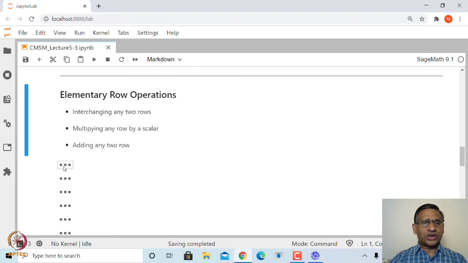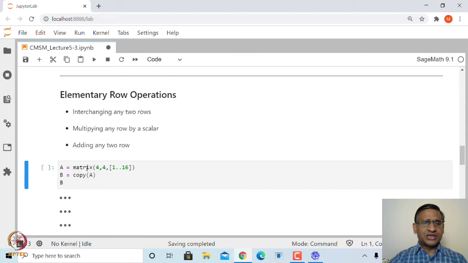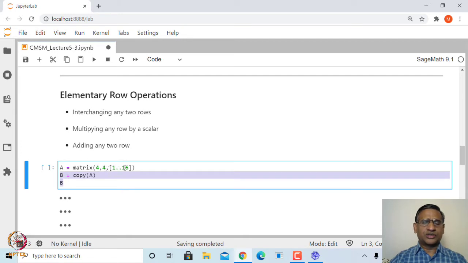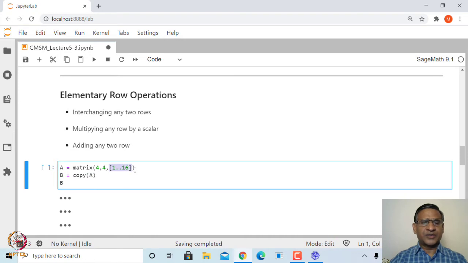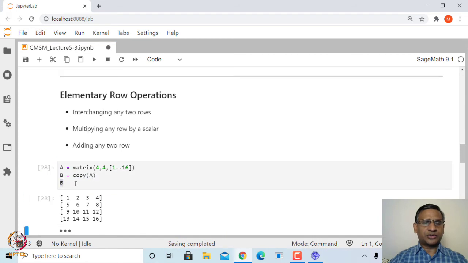So, let us look at what are the elementary row operations that we have. Suppose you have a matrix A which is 1, 2, 3, 4 up to 16, a 4 cross 4 matrix, and this is another way of declaring a matrix. We have declared the elements of this matrix as a list, and then we are declaring the order 4 cross 4, right. And then let us store this A into B, a copy of A into B. So B is this 1, 2, 3, 4, 5, 6, 7 up to 16, 4 cross 4 matrix.